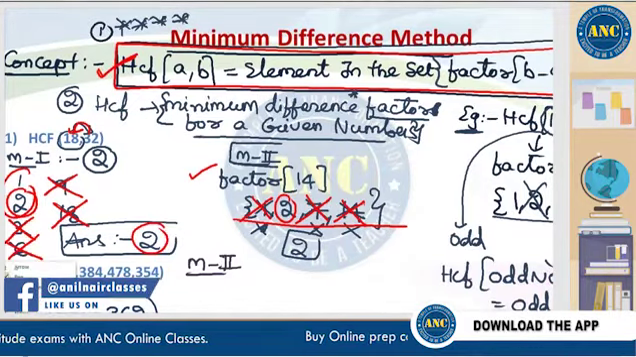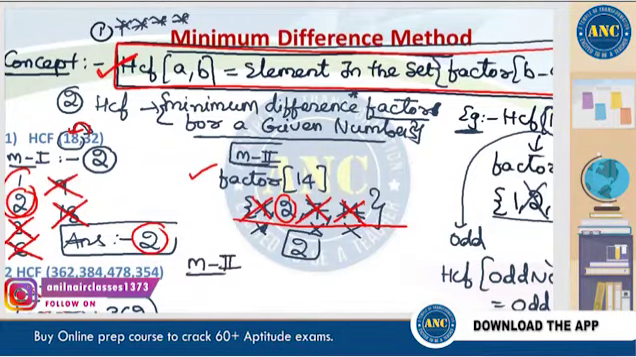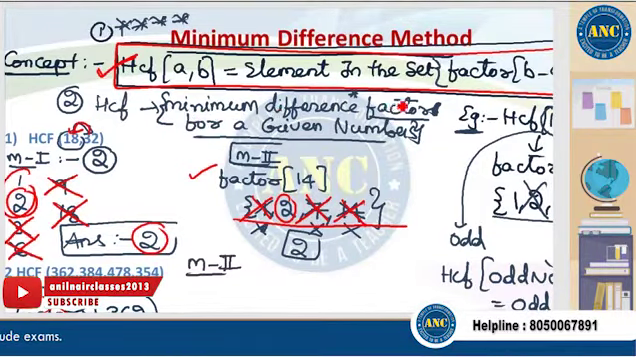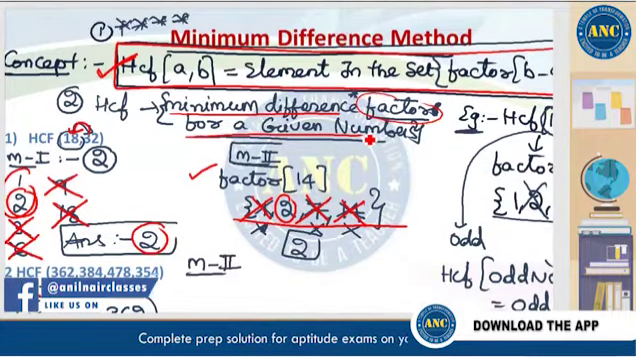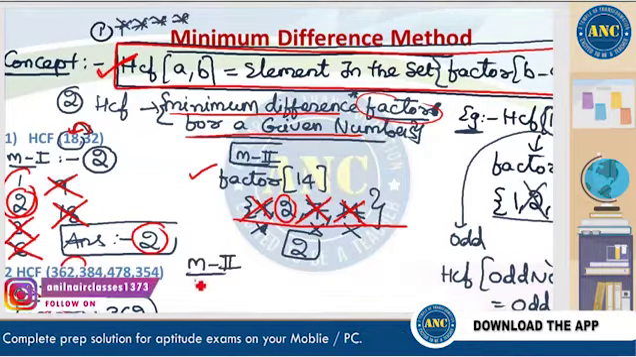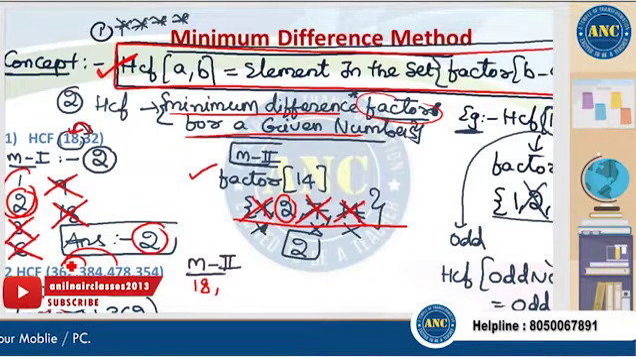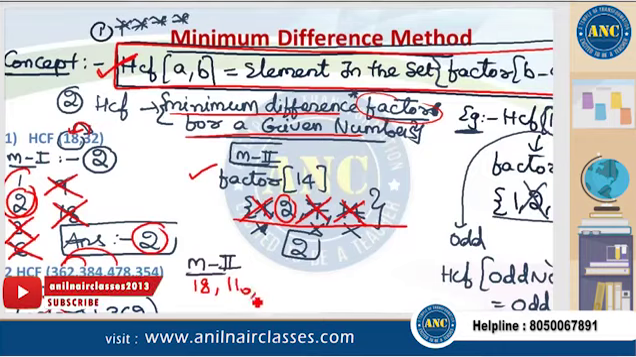You don't need to take the factors of the lowest number. HCF is nothing but an element in the set of factors of the minimum difference for the given numbers. Minimum difference we have to find. 384 and 362, difference is 18. 362 and 478: 362 plus 38 is 400, 400 plus 78 is 478, so the difference is 116. 362 with 354, difference is 8. Minimum difference.